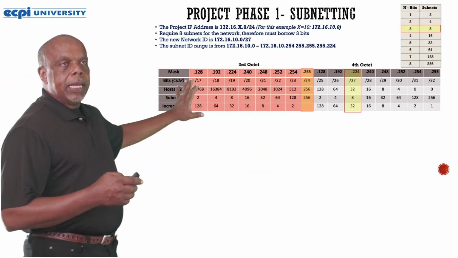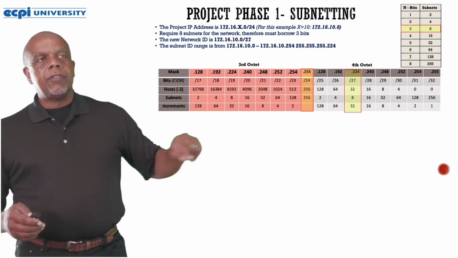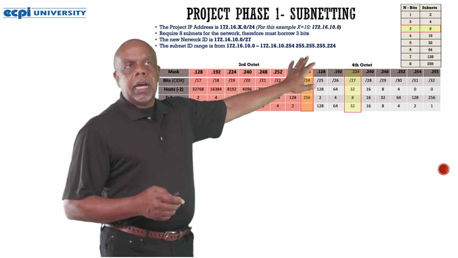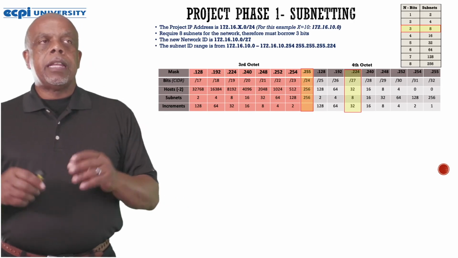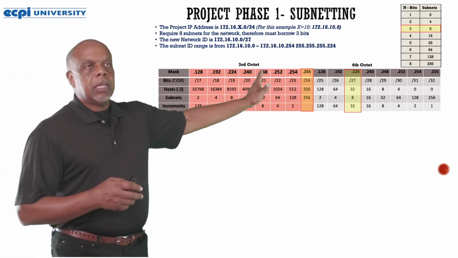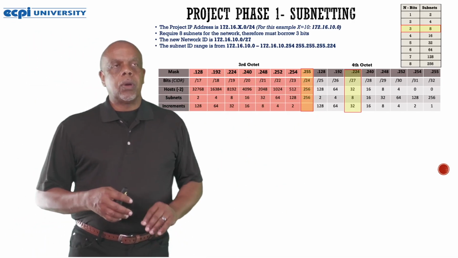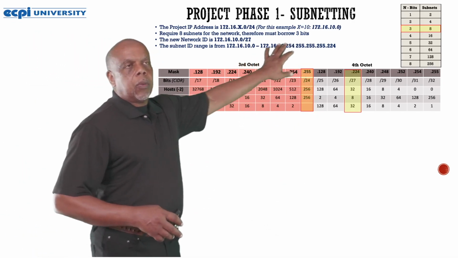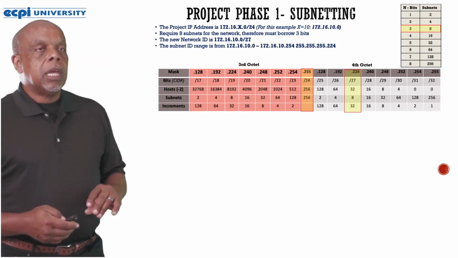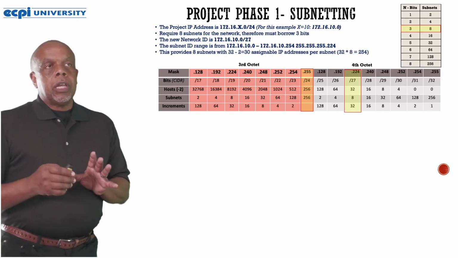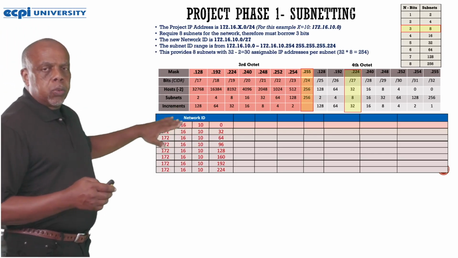So what does this tell me? That tells me now my range is from 172.16.10.0 through 172.16.10.254. That is my entire range, which gives me a mask of 255.255.255.224. So this is what I'm working with now, that I'm going to break up into 8 subnets. Now, to do that, this is what it would look like.